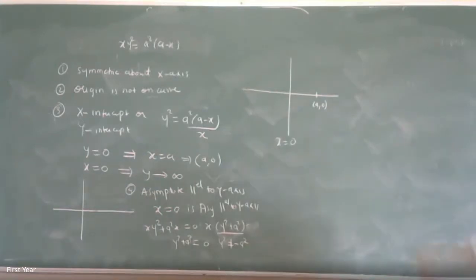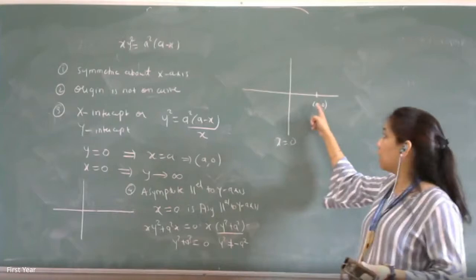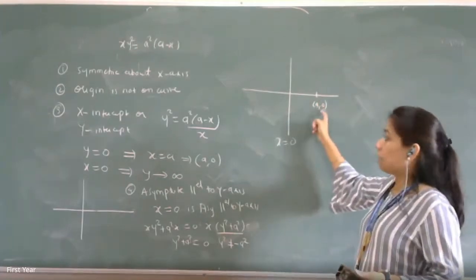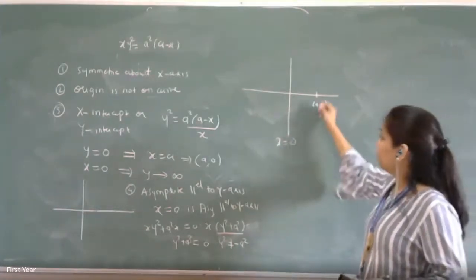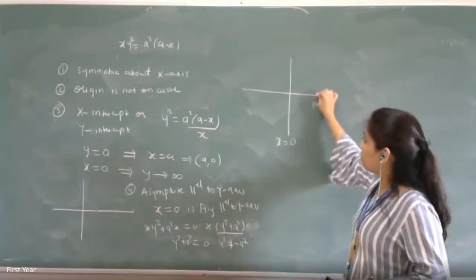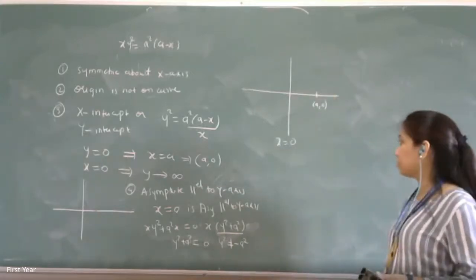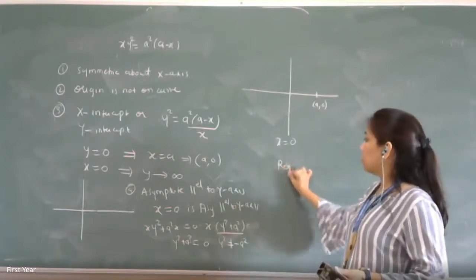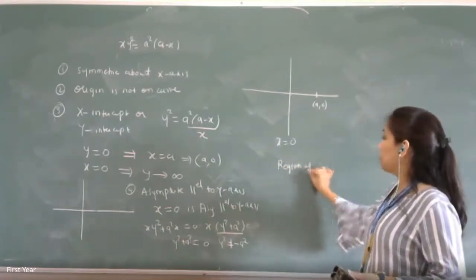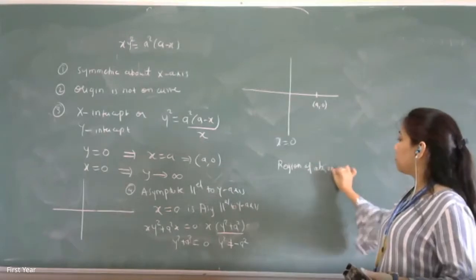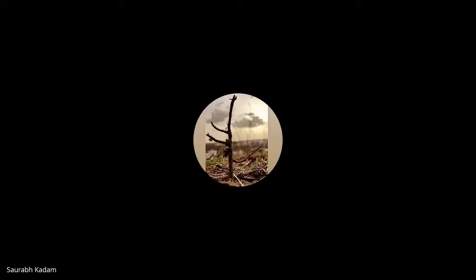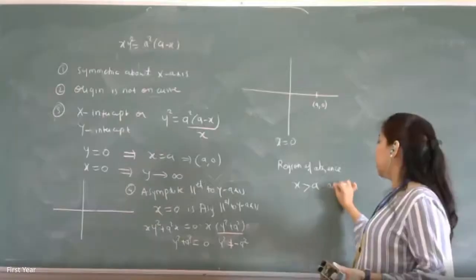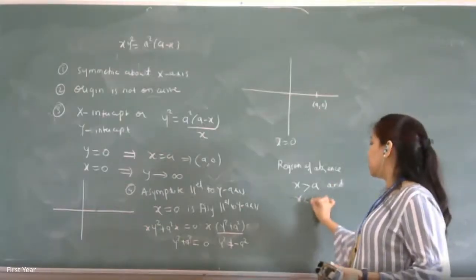a, 0, yeah, a, 0 special point मिला है ना, तो यहाँ पे dy by dx find करें. Find what is happening to this one. Region also you have to find. Correct? Region also you have to find. So region of absence. What is the region of absence? X is greater than a and x is less than 0. Correct. X is greater than a and x is less than 0.